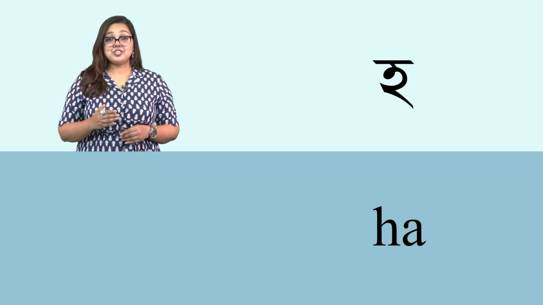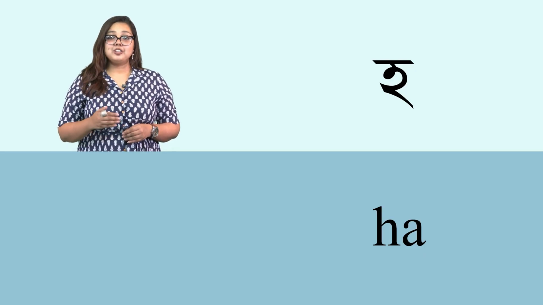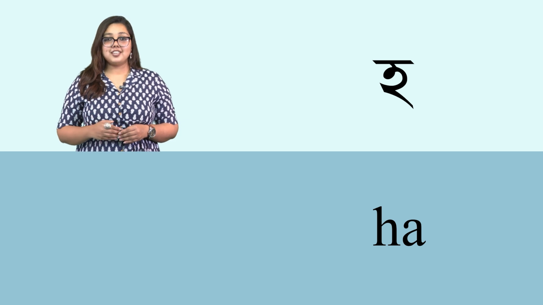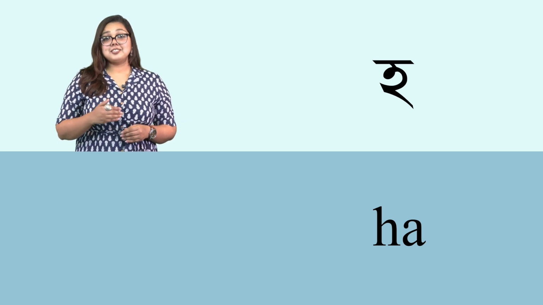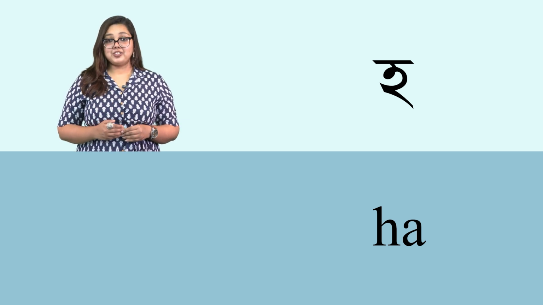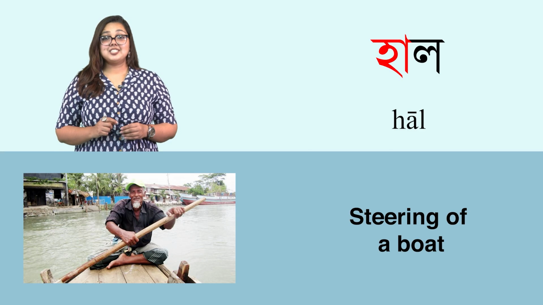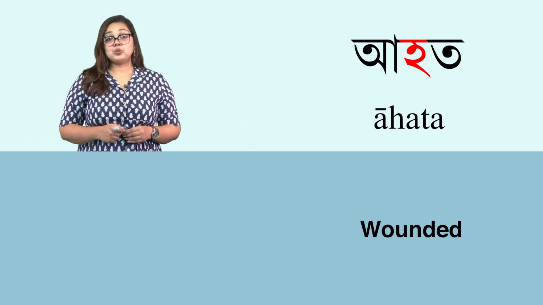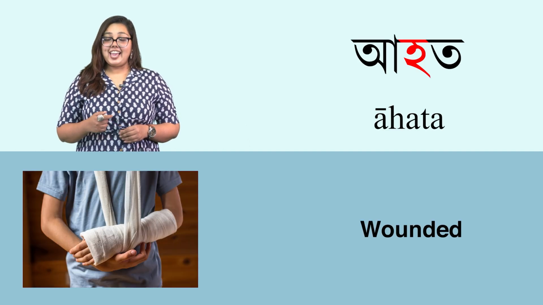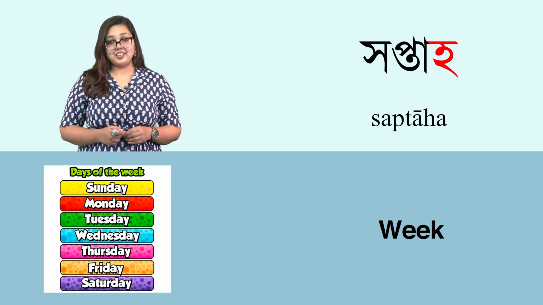The pronunciation of ha is similar to the ha of hot in English. There is a horizontal bar called matra above the letter. As it is a Banjan Borno, it has no diacritic mark. This letter can occur initially, such as in hal, which means steering for a boat. Word medially in ahoto, which means wounded, and word finally as in shoptaho, which means a week.